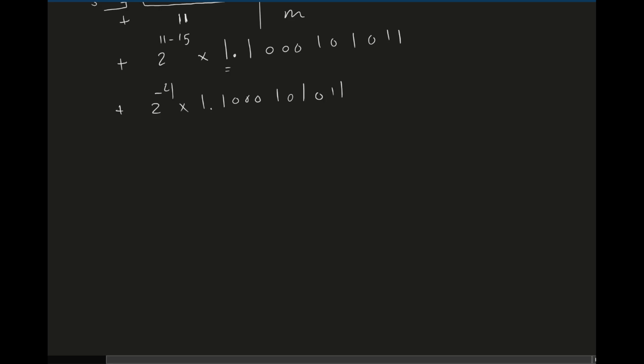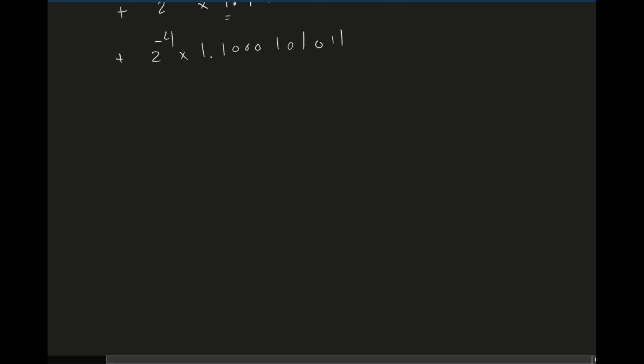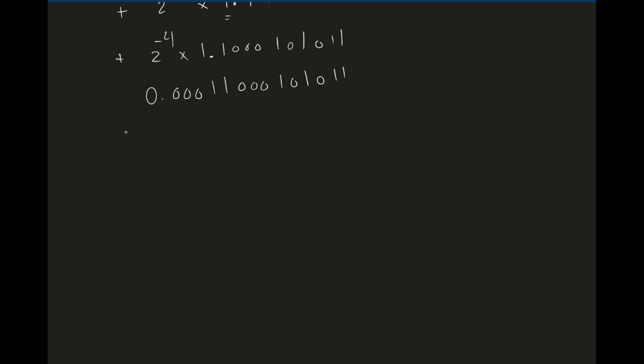So this becomes here. I move the radix point to the left 4 times, so it becomes 0.123110001010101 1. And now this is the number that I have, and in decimal this is approximately 0.09637.